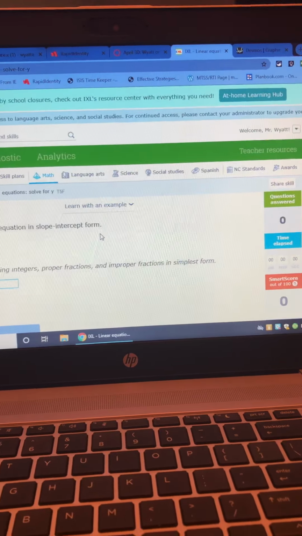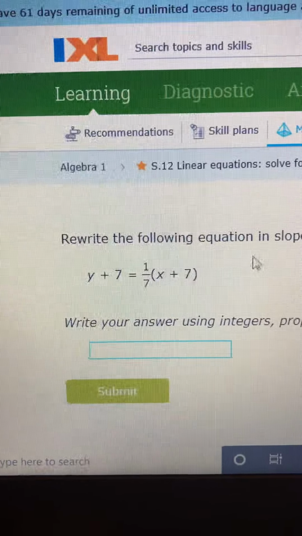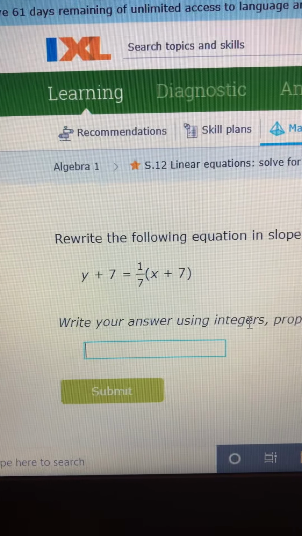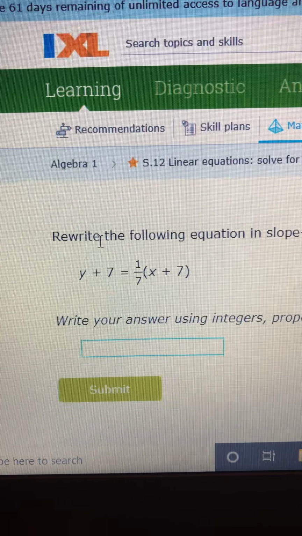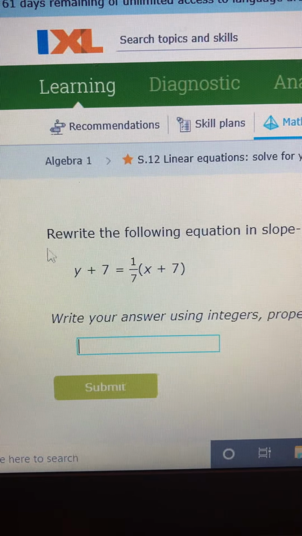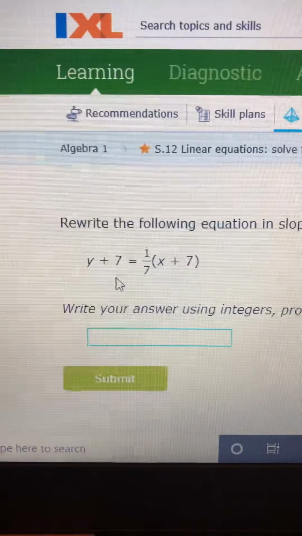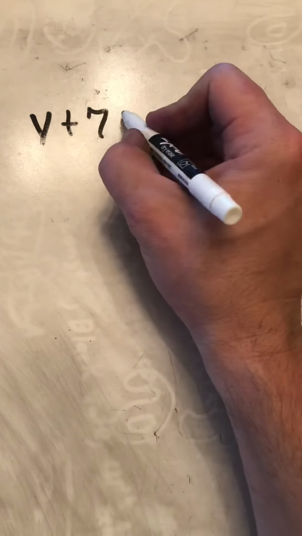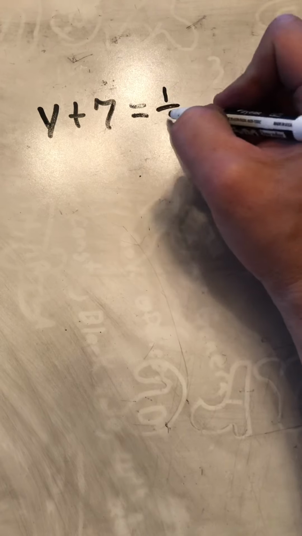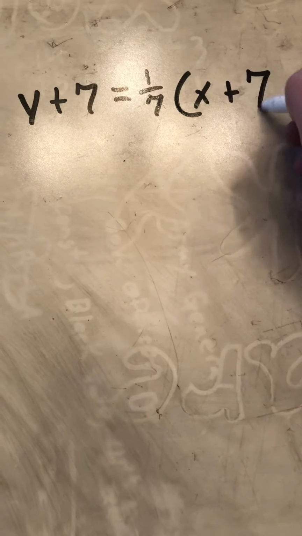Solve for y. Now, what this is doing is all you have to do is simplify this equation and solve it for y. So what is with the y? A plus 7. So I have to get this equation down to y equals, basically I'm putting it in slope-intercept form. So I'm going to show you how to do that right here. Y plus 7 equals 1/7 parentheses x plus 7.